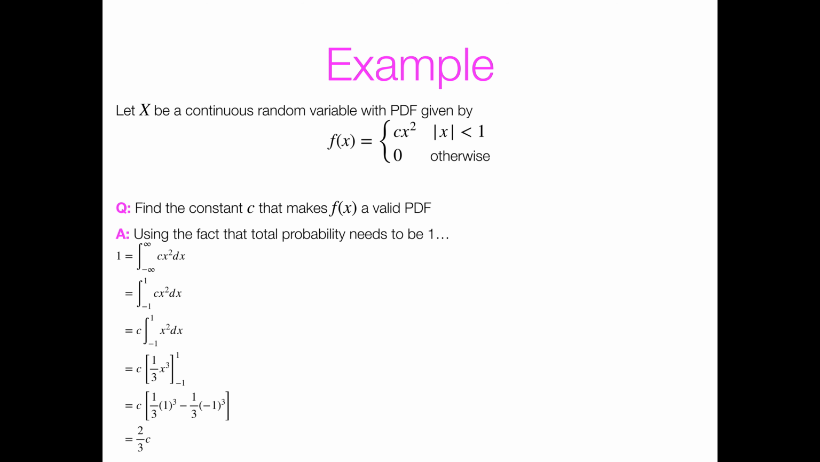And then I can pull the constant out front. So cx squared dx, I can move that c out front of the integral. The antiderivative of x squared is 1/3 x cubed. And then I'm going to evaluate from negative 1 to 1. So c times 1/3 times 1 cubed minus 1/3 times negative 1 cubed, and we end up with 2/3 times c is equal to 1. So 2/3 c is equal to 1, that means c is equal to 3/2. So we have found a value of c that will make this a valid PDF.